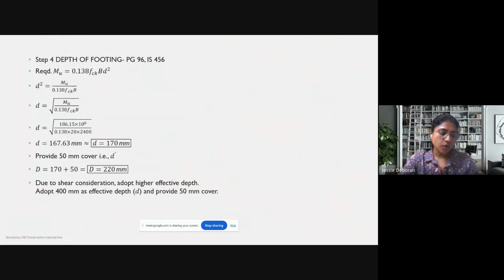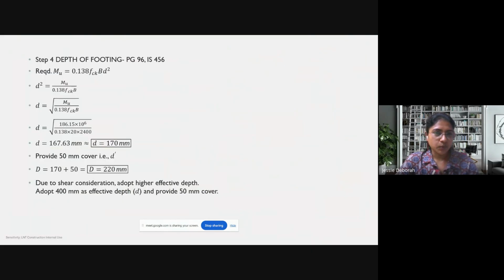Okay. Now going to step number 4. This is going to be the depth of your footing. We're going to calculate that. This is available on page number 96 of your IS 456. I did not inform ma'am about asking you to bring your IS 456, so I am not asking you to refer to it, but I'm just giving you page numbers from the code book. Page number 96, IS 456.